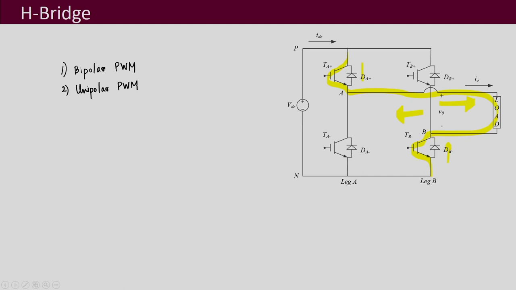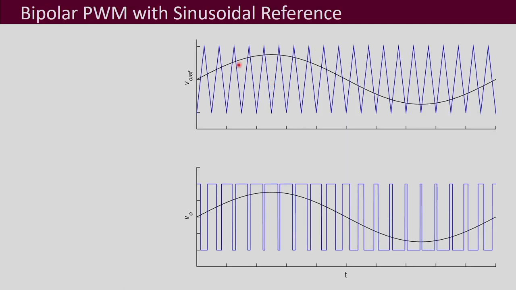So, let us look into those waveforms. This is the bipolar PWM with sinusoidal reference, where whenever the carrier is smaller than the reference waveform, at that time the output is equal to plus VDC. And whenever the opposite happens, the output voltage becomes equal to minus VDC. This continues, and if we take the average over the switching time interval, this is that VO average that you will be obtaining. So this is your VO bar, and this is plus VDC and this is minus VDC.